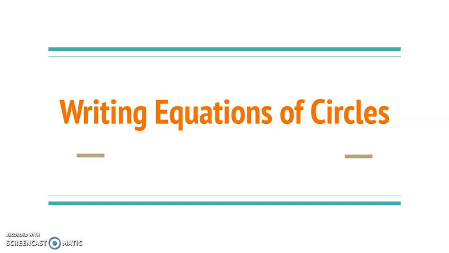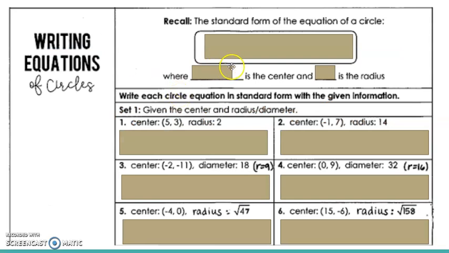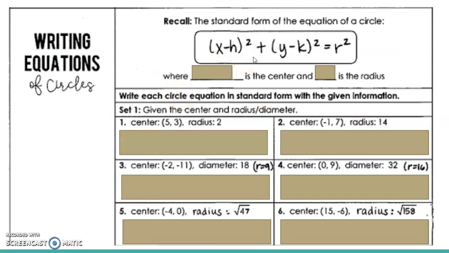The last piece that we have to talk about with this unit is actually writing equations of circles. The last video looked at what the equation of the circle looked like and what information we can pick out from it. Now we're going to actually write those equations. As a reminder, the equation of our circle is (x - h)^2 + (y - k)^2 = r^2, where (h, k) is our center and r is the radius.